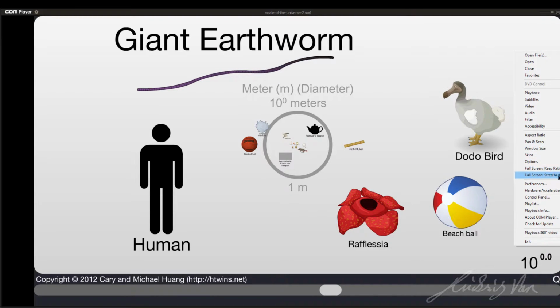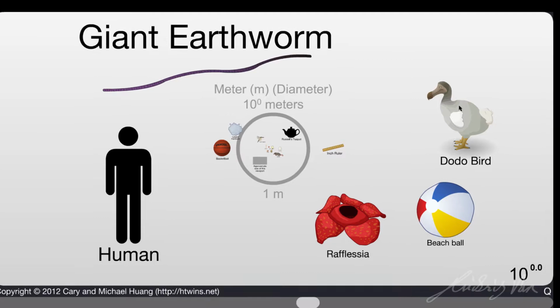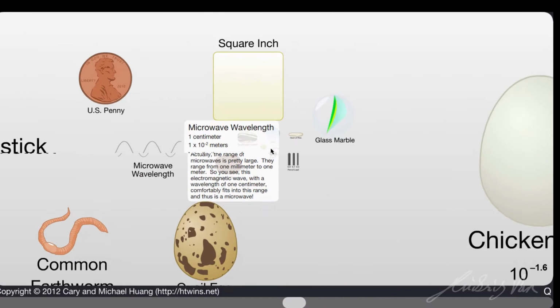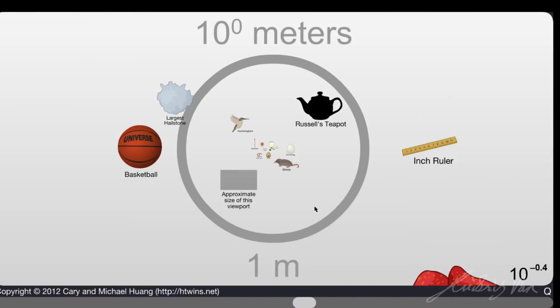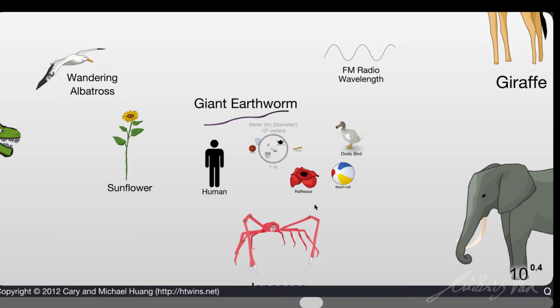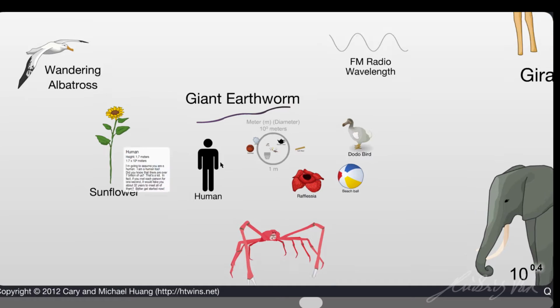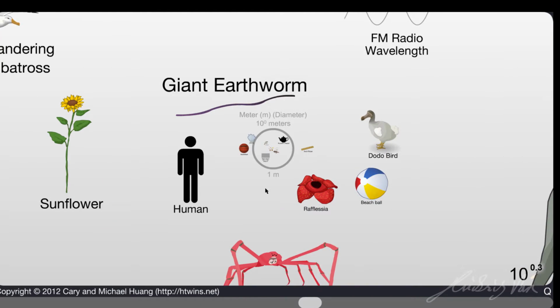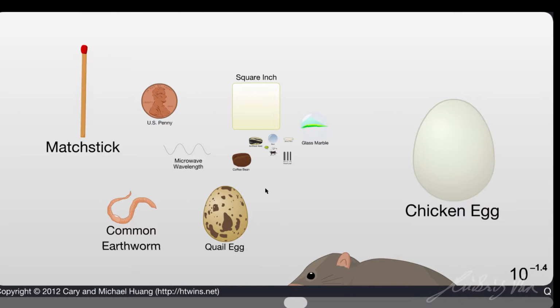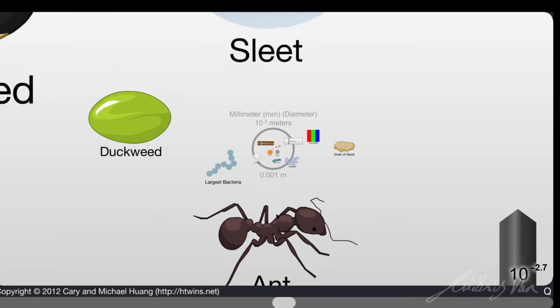Where is full screen? Full screen. Ta-da! Okay, then you can use your mouse as well to scroll around. So this is much better than looking at the website. Okay, now, the size of human is down here. And if we scroll down, we are talking about cell level because this chapter is on cell, how small cells are. So this is an ant.